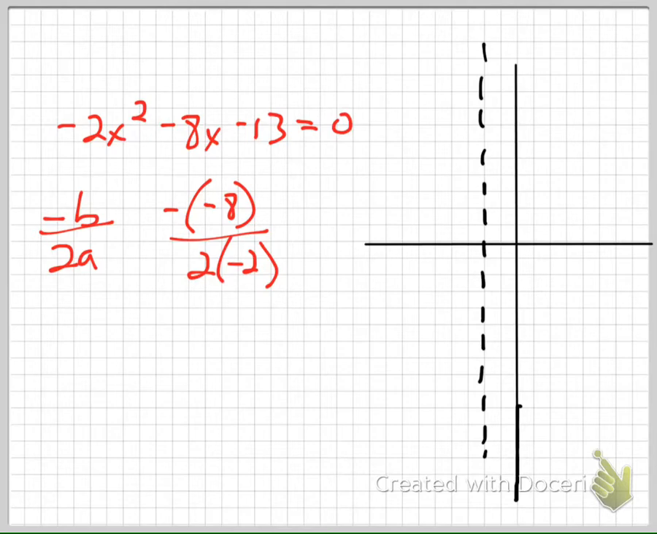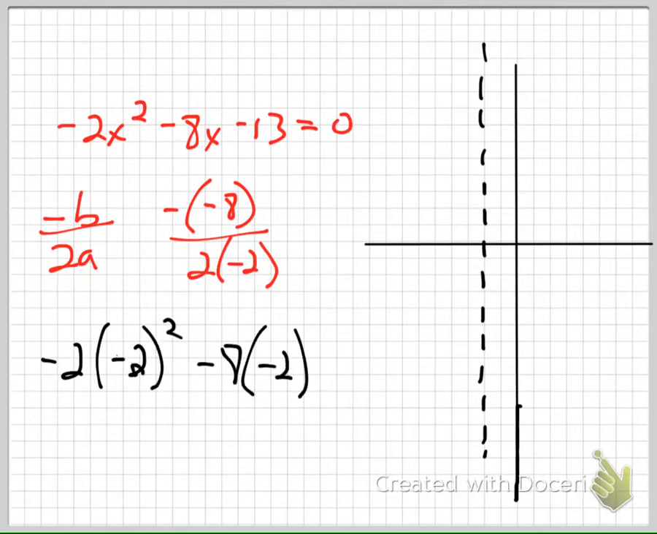And then now we also know that we need to find the vertex. Right? Got to find the vertex. The vertex is, got to plug in negative 2, right? So negative 2 times negative 2 squared minus 8 times negative 2 minus 13 equals 0. Actually, it would be equal to y, right? Equal to y. But we'll come back.